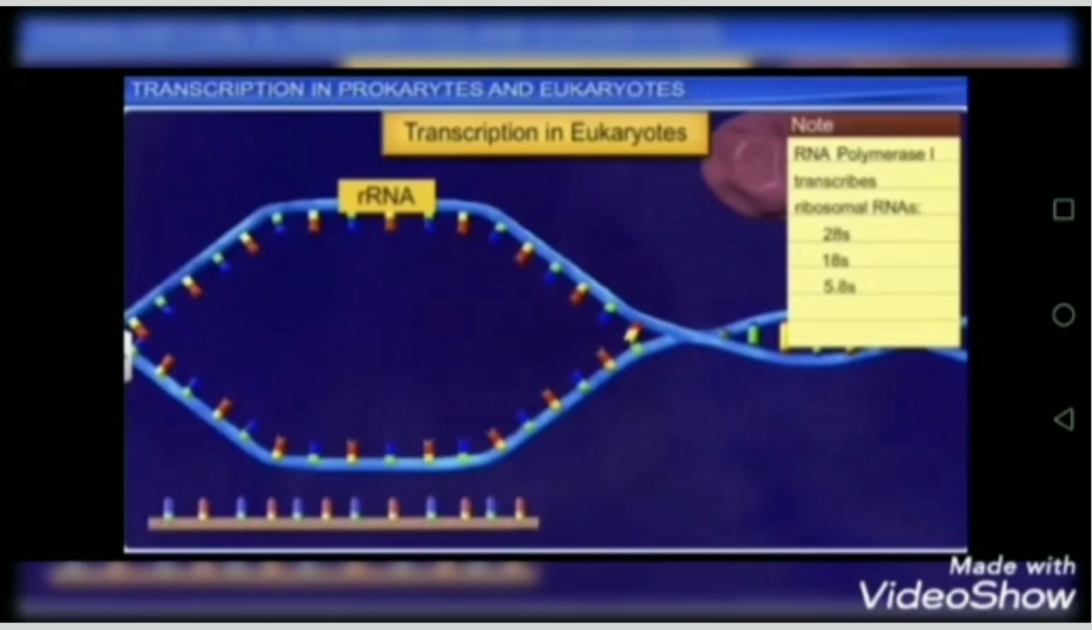There is a clear-cut division of labor between RNA polymerase 1, RNA polymerase 2, and RNA polymerase 3. RNA polymerase 1 transcribes ribosomal RNAs 28S, 18S, and 5.8S.